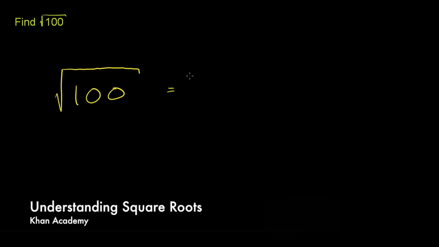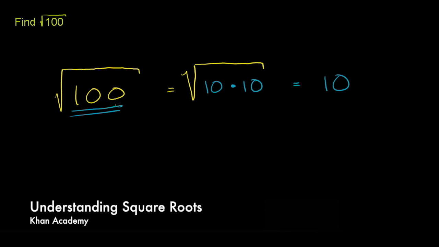So this is equal to, and let me write it this way. Normally you could skip this step, but you could write this as the square root of, and instead of 100, 100 is the same thing as 10 times 10. And then you know the square root of something times itself is just going to be that something. This is just equal to 10. So the square root of 100 is 10. Or another way you could write the same truth is that 10 squared, which is equal to 10 times 10, is equal to 100.